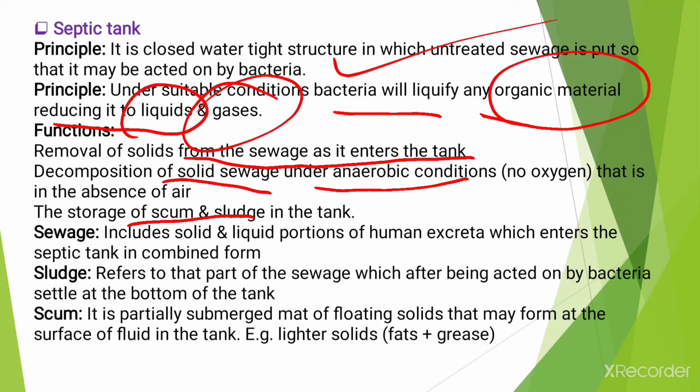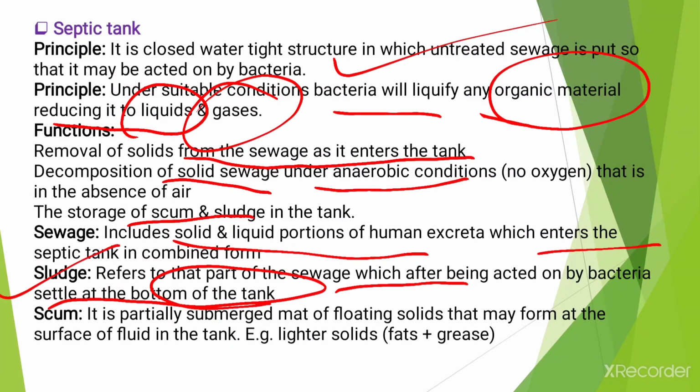Now what is meant by sewage, sludge and scum? Sewage includes the solid and liquid portions of human excreta which enter the septic tank in a combined form. Sludge refers to that part of the sewage which, after being acted on by bacteria, settles at the bottom of the tank. Scum is a partially submerged mat of floating solids that may form at the surface of the fluid in the tank, for example lighter solids which include fats, grease, etc.